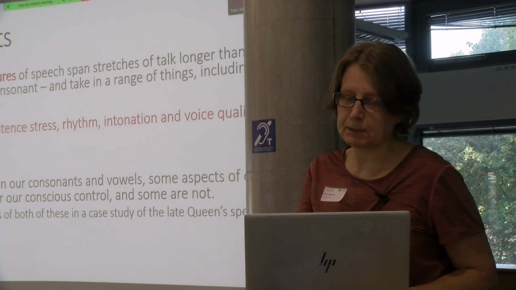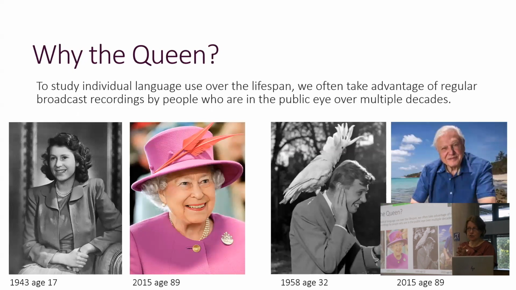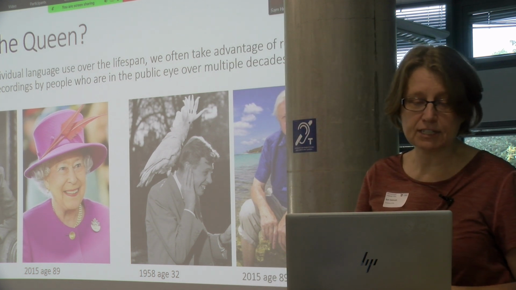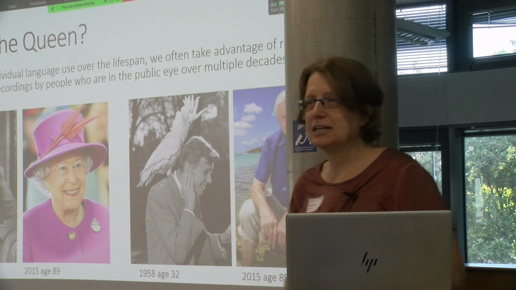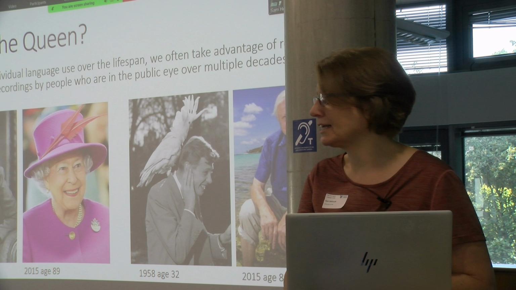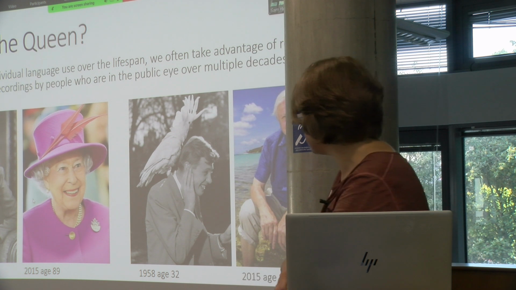So we're going to look at some aspects of how the Queen did this. So why the Queen? Those of us linguists benefit from the fact that we can look at individual language use over the lifespan by taking advantage of the naturally occurring corpus data of a few public figures whose voice has been recorded over multiple decades. And one of those is the Queen. I really like this picture of the Queen at age 17 to remind your students that the Queen was 17 once. Increasingly, students won't remember the late Queen. Most of them will have only seen her in that older age.